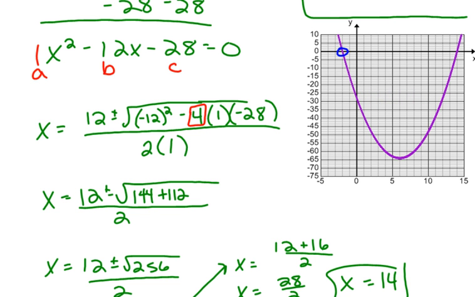Here's negative 2. Here's 12. So it does indeed cross the x-axis at those 2 roots.